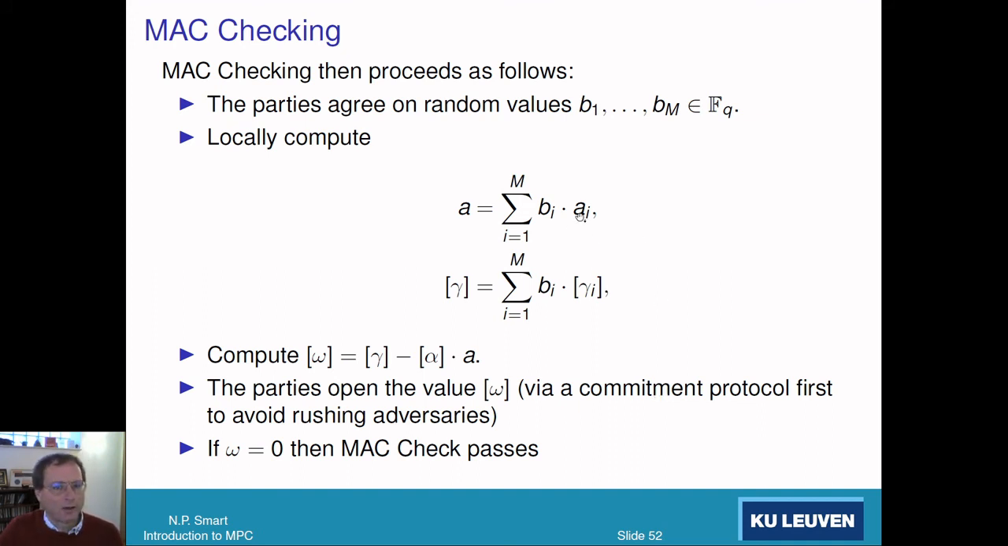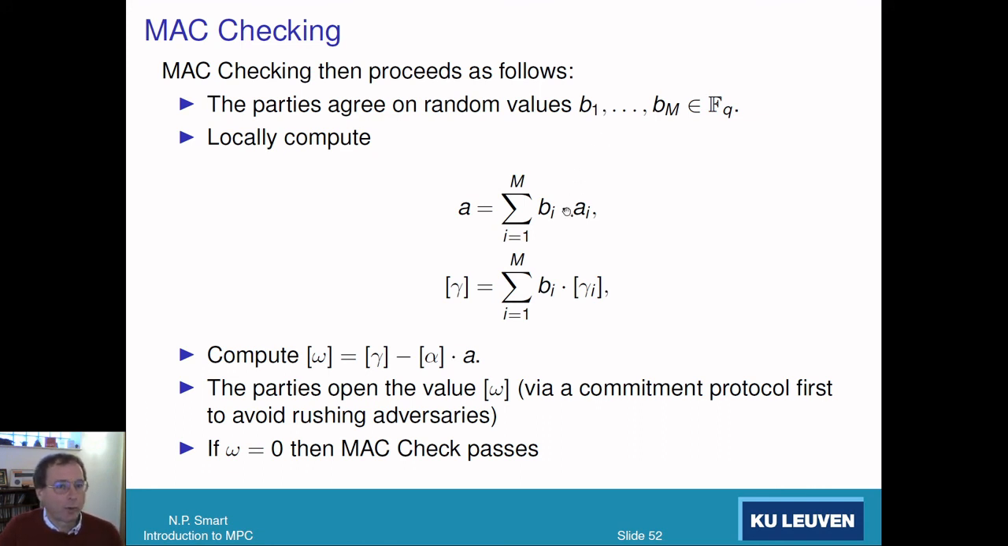What we do is, once we've got these values a_i, we agree on a random set of values b_1 to b_m by just exchanging some seeds and then expanding them into a random set of values b_1 to b_m. The point is that no one can control these values b_1 to b_m.